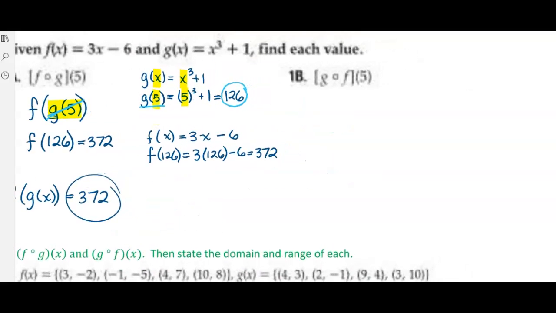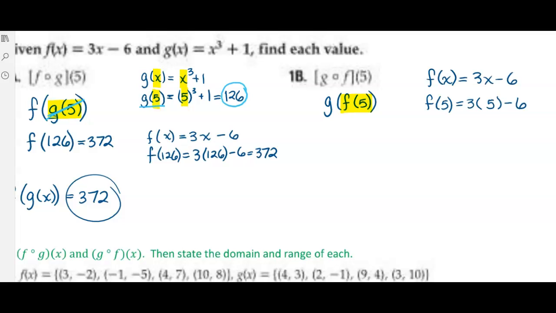Let's try going in reverse. What happens if we do g of f of 5? Well, again, starting on the inside tells me to grab my f function first. f function is 3x minus 6. Then it tells me to take out the x and put in a 5 everywhere I had an x. And solve. 3 times 5 is 15, take away 6 makes 9. So g of f of 5 is the same as g of 9, because f of 5 is 9.